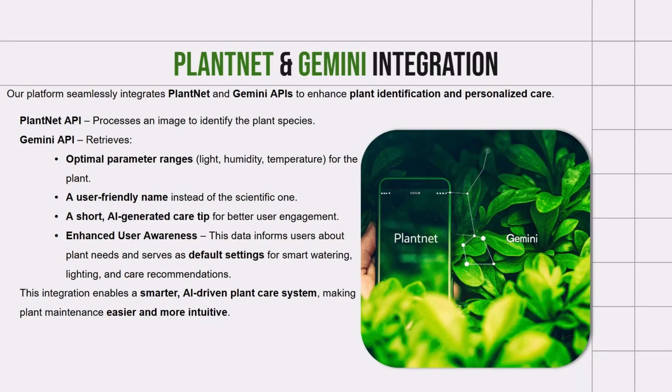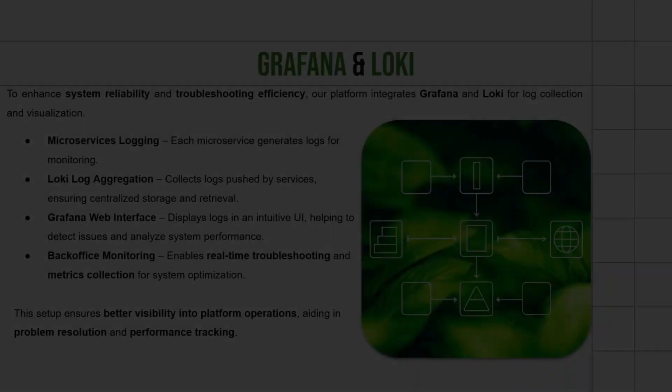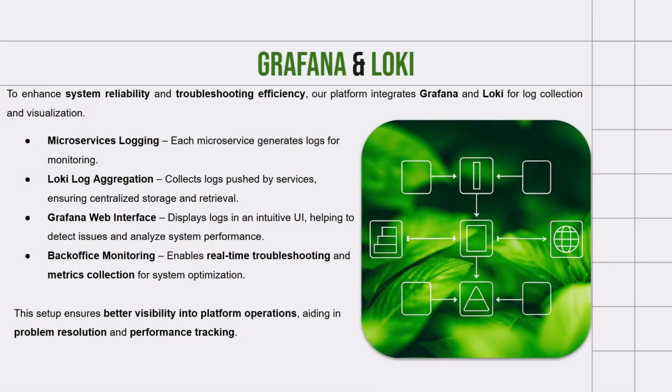We use the PlantNet API to identify the plant that the user has bought. We just send an image to this API, it returns the name of the plant, and then we feed it to the Gemini API to get the optimal parameter ranges, a user-friendly name, a short AI-generated care tip, and so much more. We also use Grafana Loki for our logging system to ensure high reliability and efficiency.